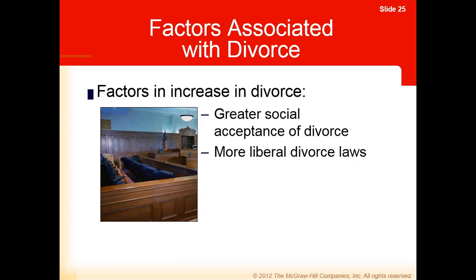More liberal divorce laws, as I said, things like irreconcilable differences, allowing people to be granted divorce more easily in the courts. Fewer children. Family size has shrunk significantly over the last century. In fact, I believe the average number of children per family now is somewhere around 1.8, between 1.8 and 2.